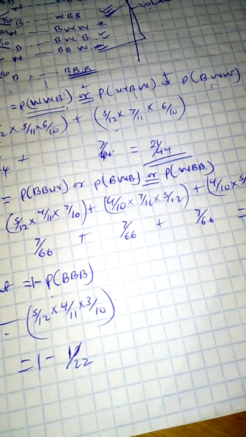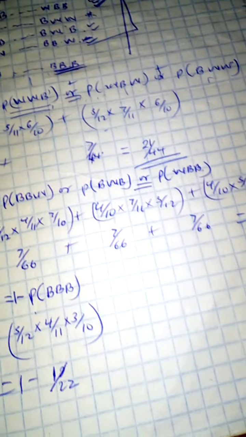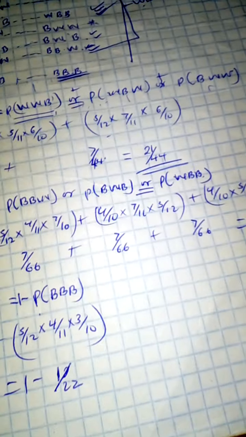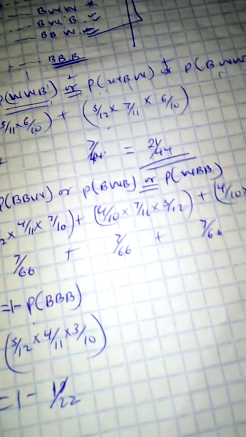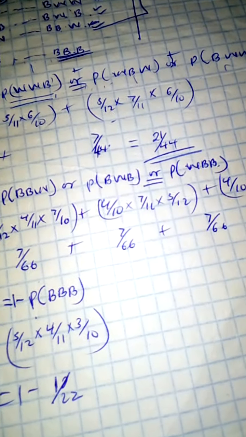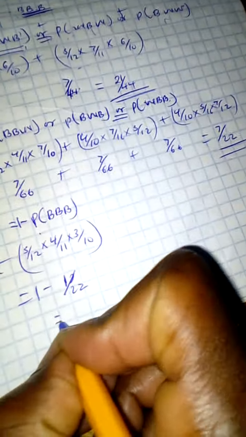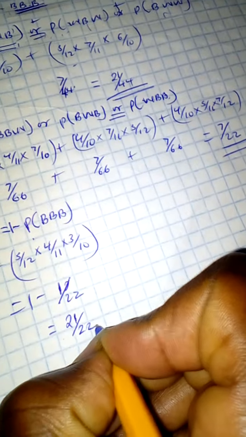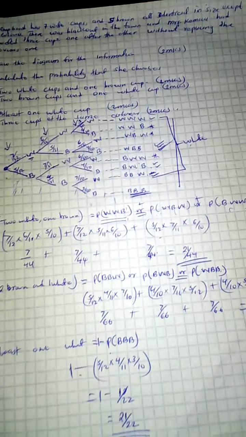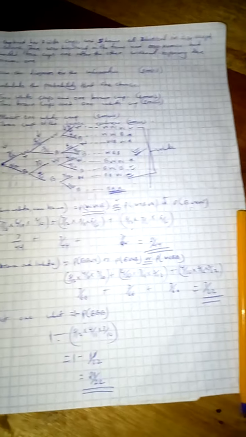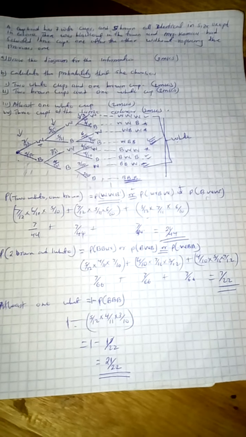What is that? 1 minus 1 over 22 is 21 over 22. And that is now the probability of getting at least one white. Now that is it. Completed. The first one completed.